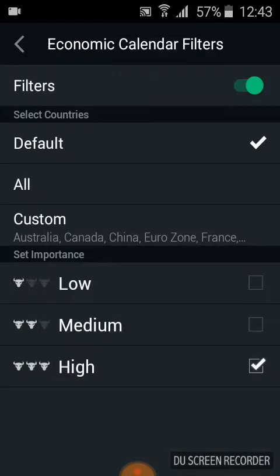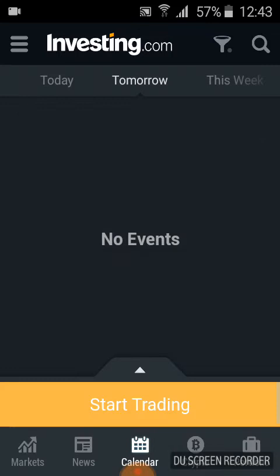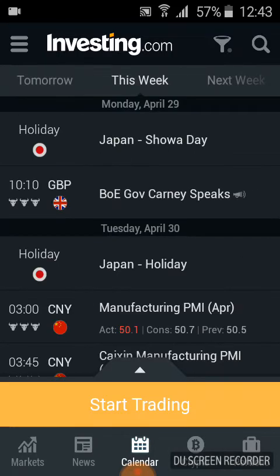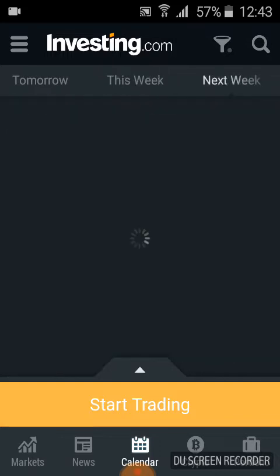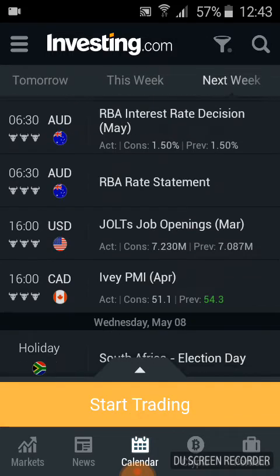Then you filter the news which have the highest impact. Come here, you remove the ticks on low and medium, you leave the ticks on the one with the highest impact. Then this is where you see the upcoming news this week. This is what was happening. Next week, that's what is gonna happen.